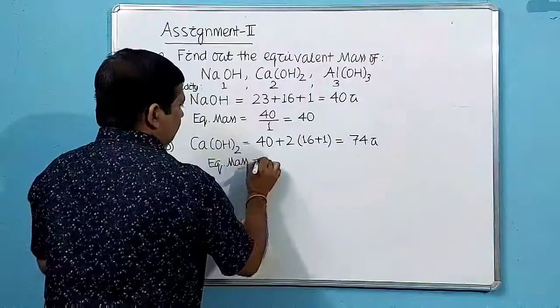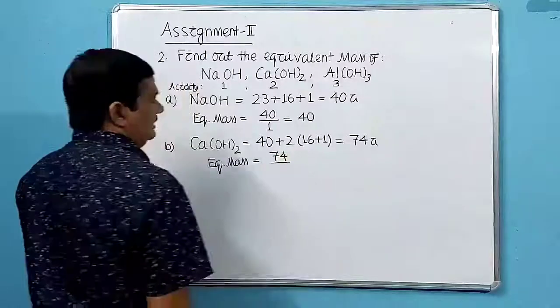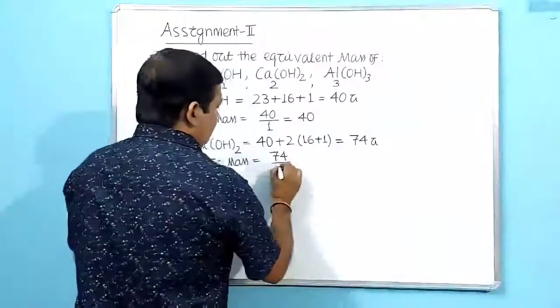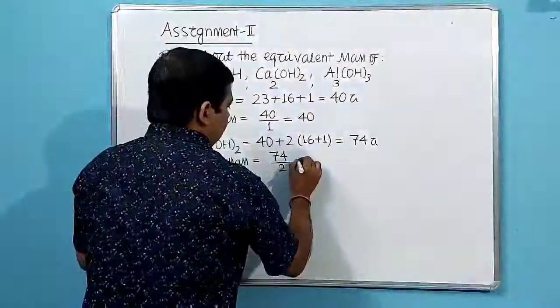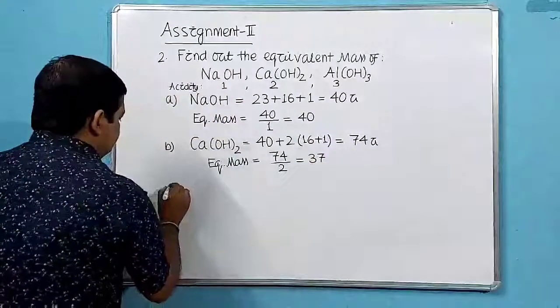Equivalent mass will be molecular mass, that is 74, divided by acidity. What is the acidity of calcium hydroxide? Now it is 2, because it releases 2 hydroxyl ions. So it will be 37. Okay. Then C.